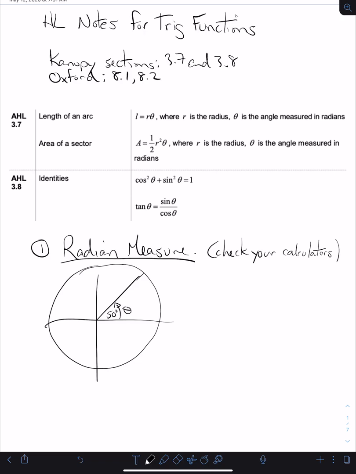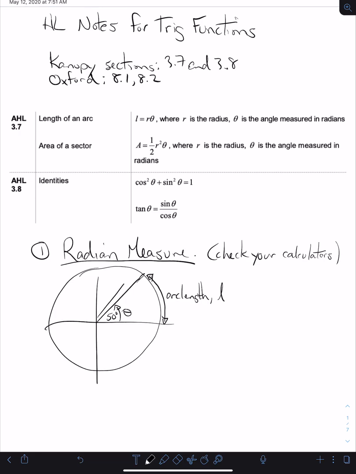So how can we make it a little better? The way we do it is we ask ourselves, what is the distance that I travel along here? That's called the arc length, which we'll use as L, okay? You will always travel a certain distance there. And what is the ratio between that distance and your radius, r? So what I'm talking about here is arc length divided by the radius.